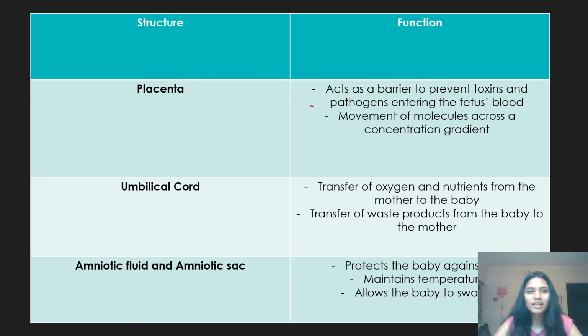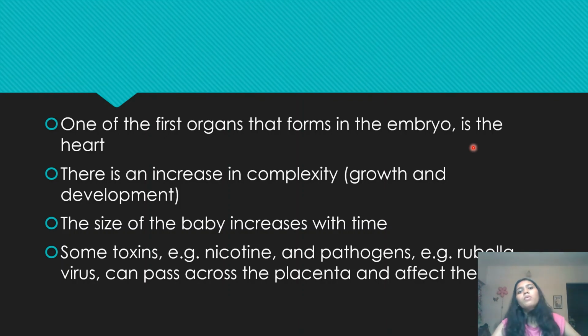Next. One of the first organs that forms in the embryo is the heart. Why? It has to pump blood to the rest of the fetus. Then in the uterus, there is an increase in complexity. What is complexity? This is an MCQ. Wait, what is development? Development is an increase in complexity. So there is an increase in complexity brought about by development as a result of growth. Development is not an increase in growth, it is an increase in complexity. This comes in various past papers.